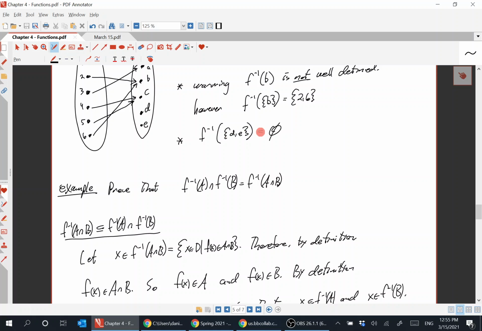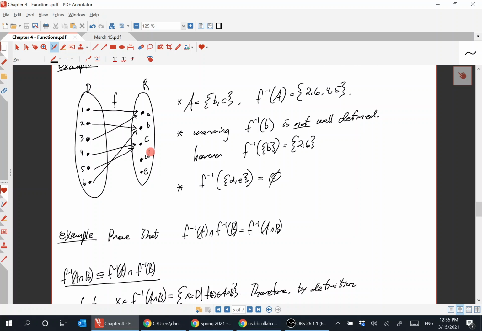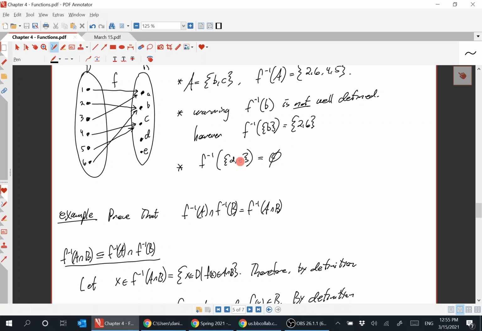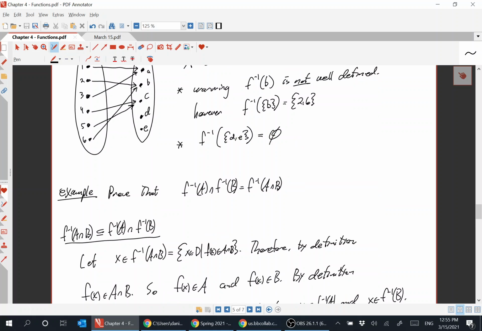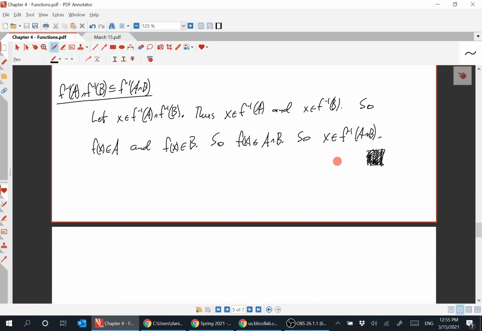All right. You can also have the pre-image of something be equal to the empty set. Here are things in the range where nothing in the domain goes there. So you could have the pre-image of something non-empty be empty. All right, so pre-image is much more well-behaved than image. Whereas the image of A intersection image of B is not equal to the image of A intersection B in general, with pre-image, it is.